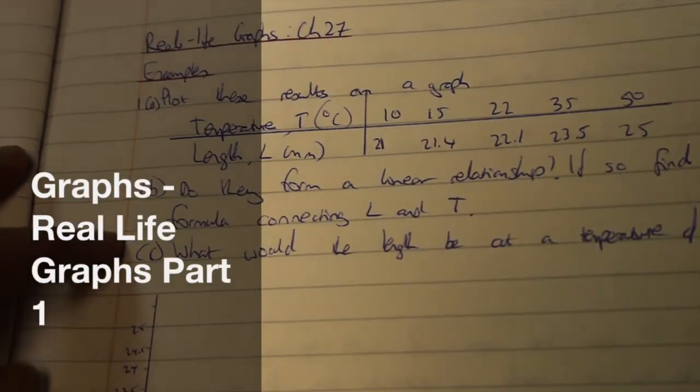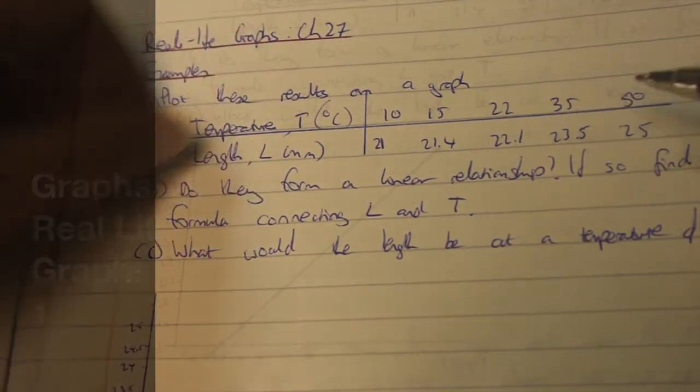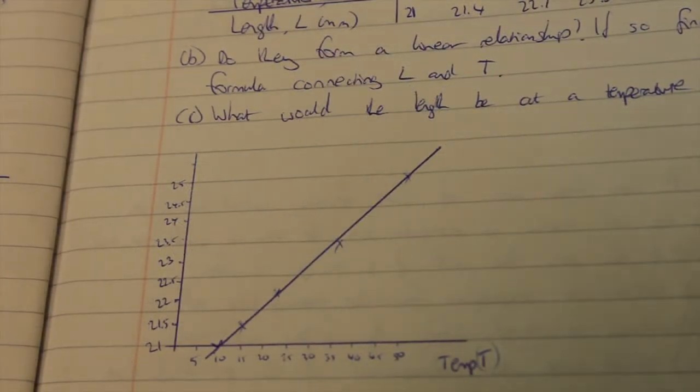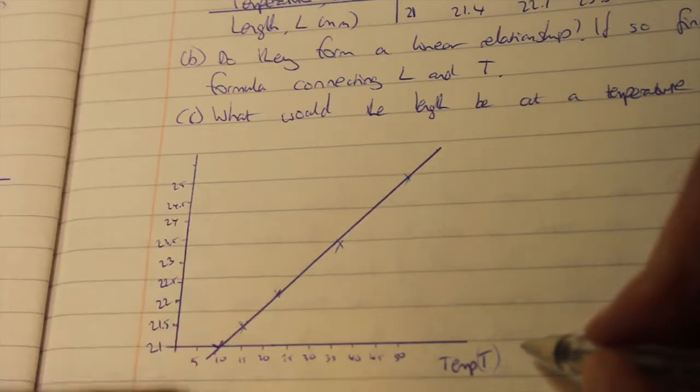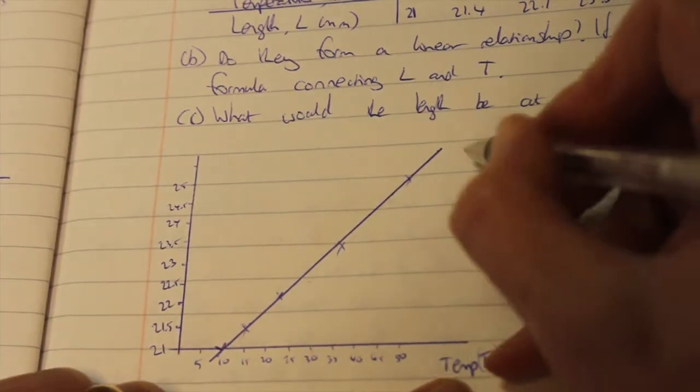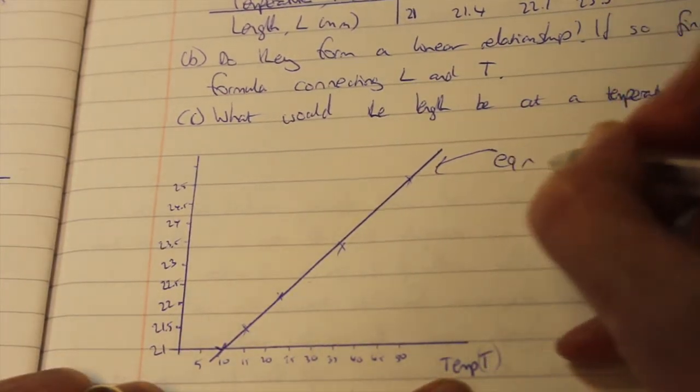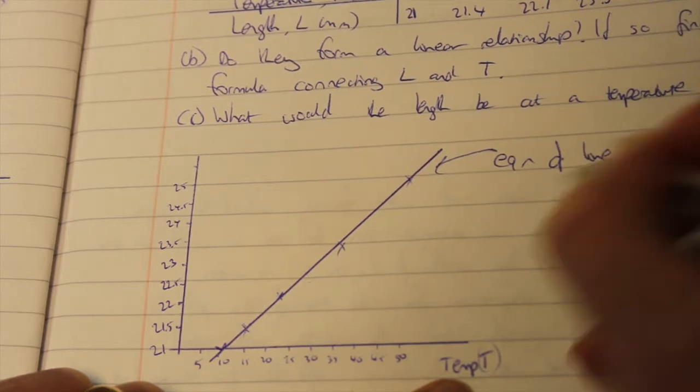This one here is a tricky one. Here I've got, plot these on a graph. So they do form a linear relationship because I've got a straight line. Then it's looking for the formula connecting them. Now, basically what you're looking for is the equation of a line. That's what they're asking you for.